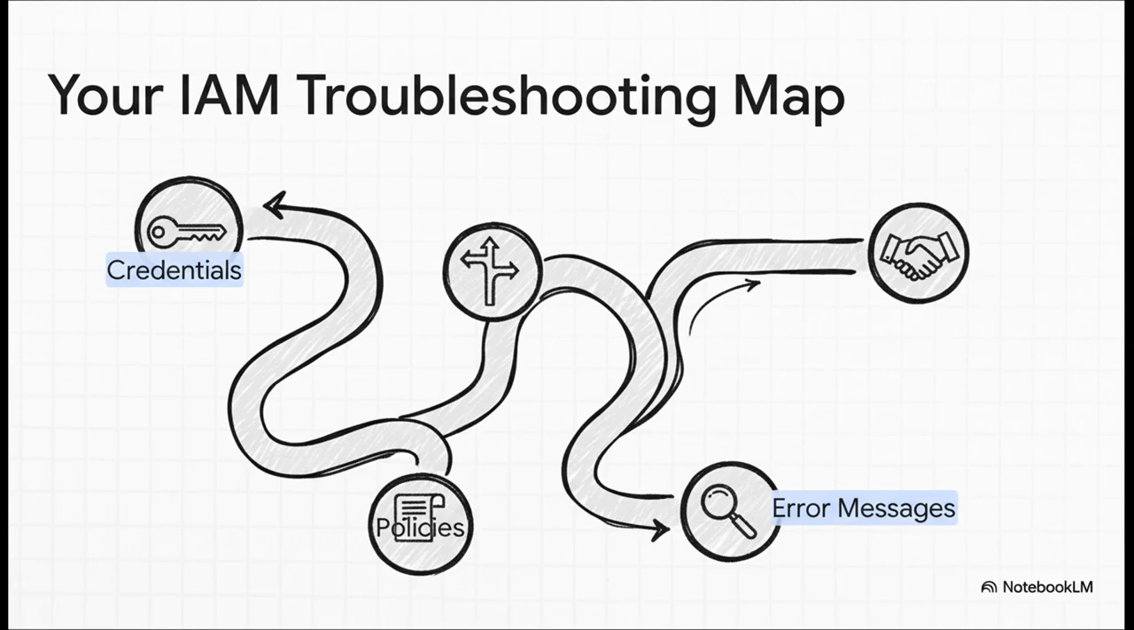First, with credentials, always follow that secure workflow. When you hit an access denied wall, your very first question should be, is this an explicit deny or an implicit one? For roles, remember, it's a two-way street. You have to check both your user policy and the role's trust policy. And please read the full error message. It's not just noise. It often contains the biggest clues for solving the puzzle.